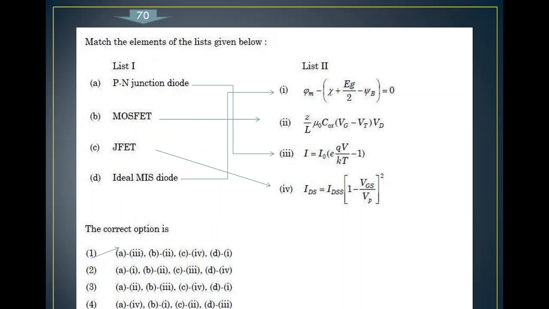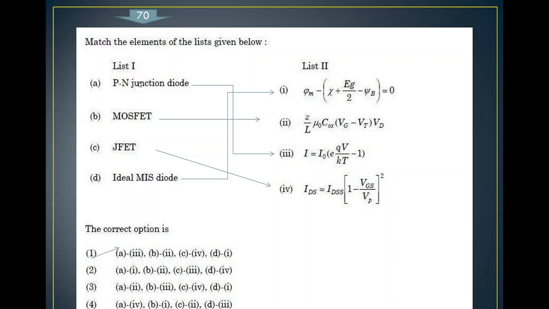Next, match the elements of the lists given below. So here is the list. First A, B, C, D, and list second 1, 2, 3, 4. And the options are option first, option second, option third, option fourth. Your correct option is option first. A equal to 3, B connects to second, and C connects to 4, and D connects to first.